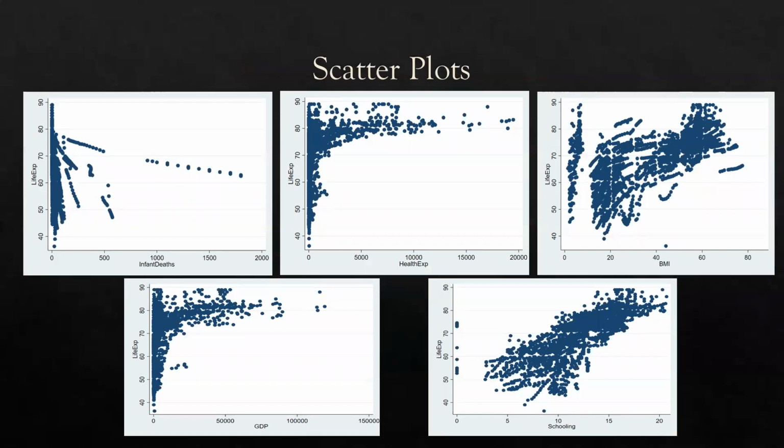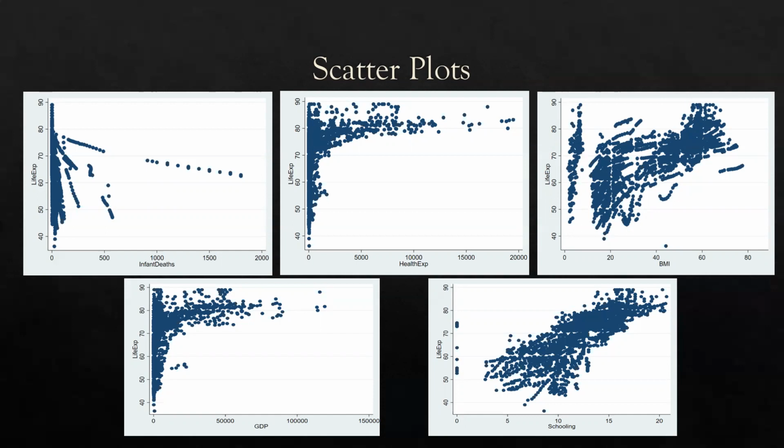These are the 5 scatter plots between all the independent variables and the dependent variable. As you can see, infant deaths has a weak negative correlation. This correlates with our correlation coefficient presented in the previous slide. And the middle top scatter plot shows health expenditure and life expectancy. This shows a moderate positive correlation between the two variables, which does coincide with our correlation coefficient.